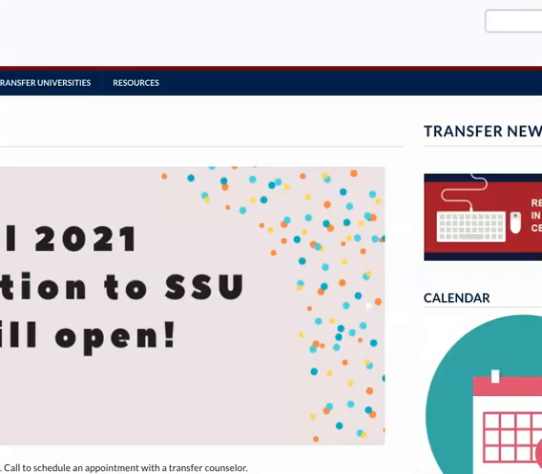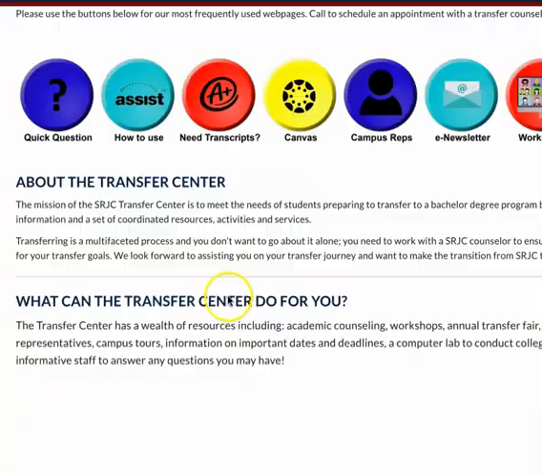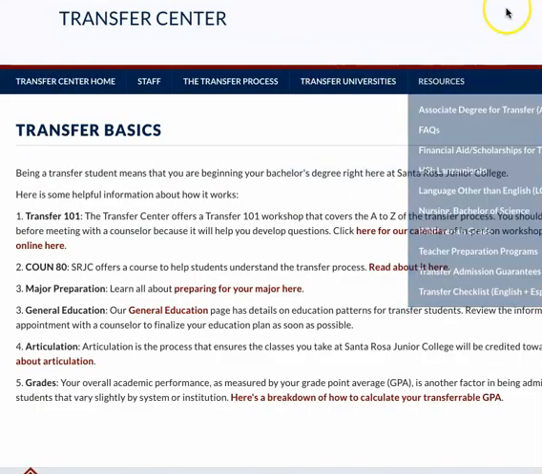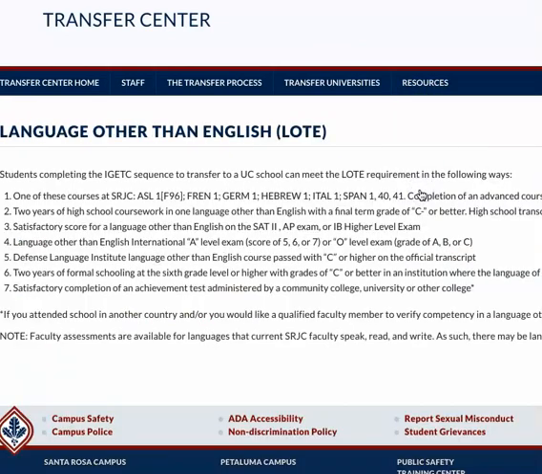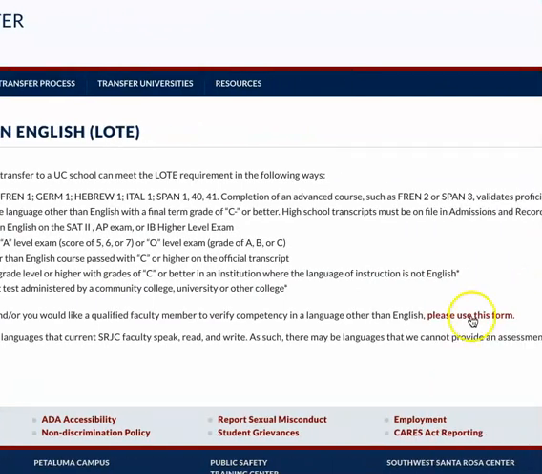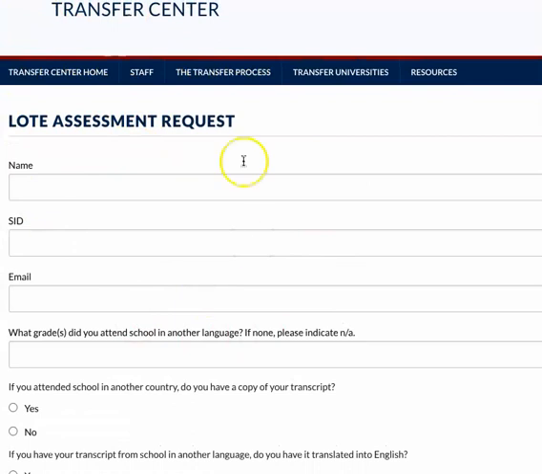And the way to do that is to go to the Transfer Center webpage and click under Resources and Language Other Than English LOTE. And this is going to tell you how to fill this out. There's a little link here with the form, if you need to go through that testing process with a faculty member, if you don't have any record that proves the language competency.